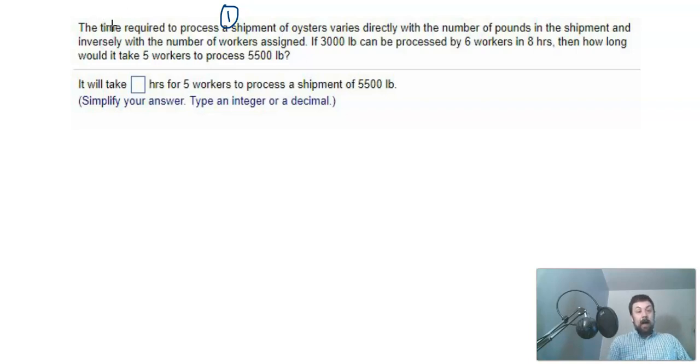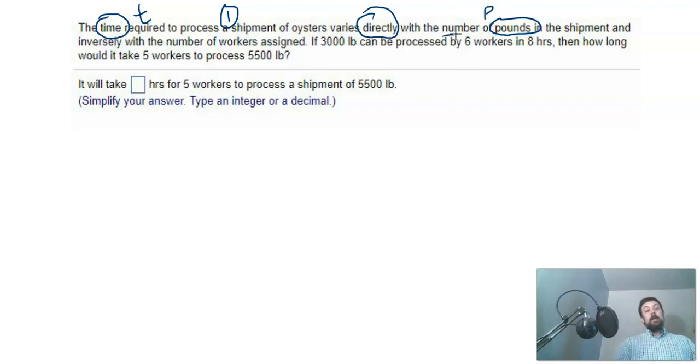So here, the time required, that's our first variable. So we have to be able to identify what the variables actually are here. Time is the first one. And I think T would be a great letter to represent that variable. So I'm going to use T there. Varies directly with the number of pounds in the shipment. So the number of pounds is your next variable. We could use P for pounds.